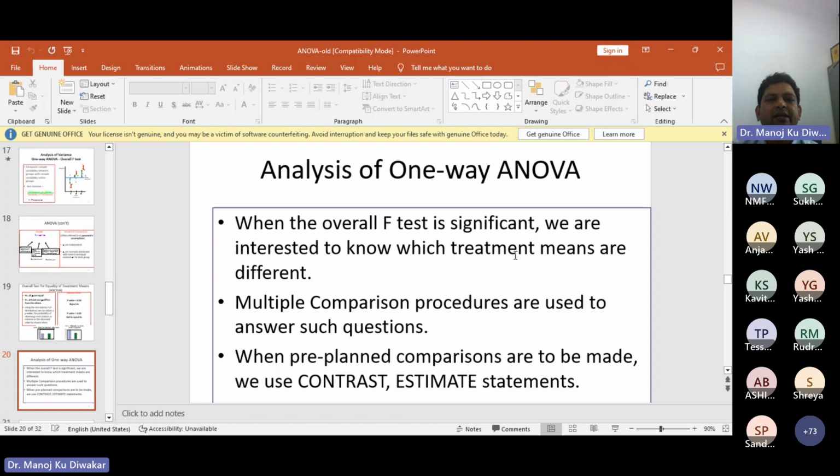In post hoc analysis, you try to find out, once your null hypothesis is rejected, which means differ. Multiple comparison procedures are used to answer such questions, and different methods are available for post hoc analysis. When pre-planned comparisons are to be made, we use the contrast and estimate statements in the analysis.